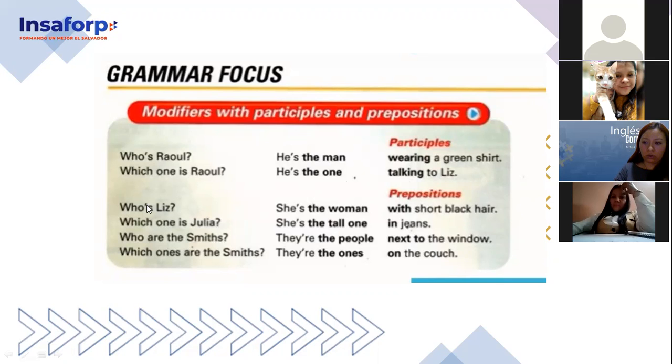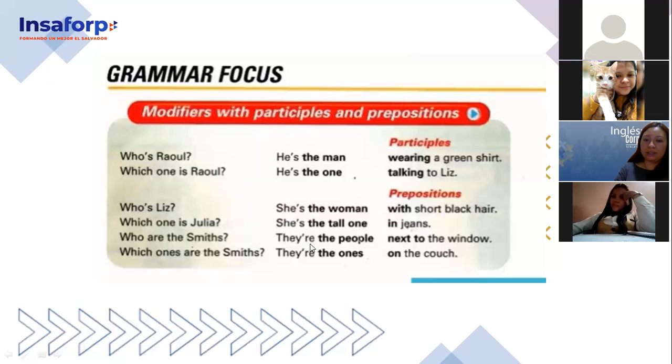Si yo le pregunto a Noé, Noé, who is Liz? Y Noé viene y me dice, she's the woman, miss. You know. Ajá, which woman? La mujer que se ve como, o que está donde. Entonces viene Noé y ocupa una preposición, with short black hair. Y a mí me ayuda a identificarla. Me está dando más información. Por tanto, esta preposición se vuelve un modifier. Es un modificador, ¿de acuerdo?